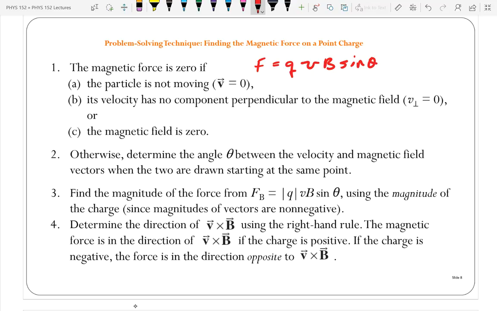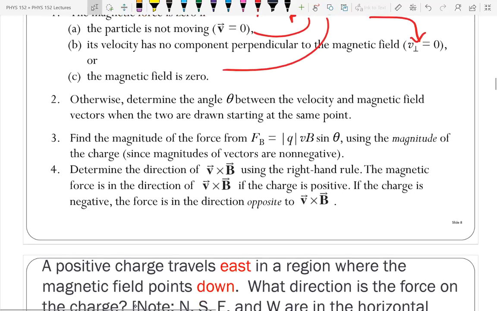So if Q is 0, it doesn't have Q as 0 as one of the options here. It has if they're perpendicular, so that's if theta is 0 degrees, if V is 0, and if B is 0. I guess it says for a charged particle, so right on a point charge. That's why it doesn't have Q as 0.